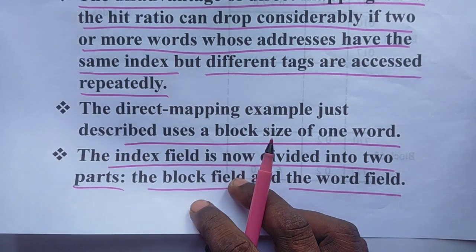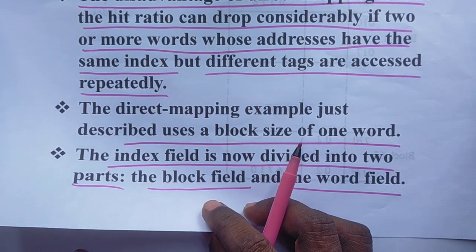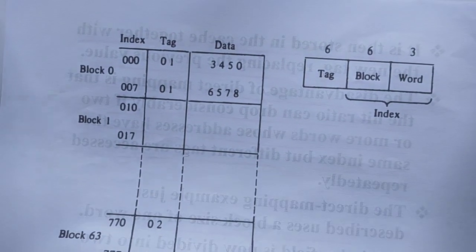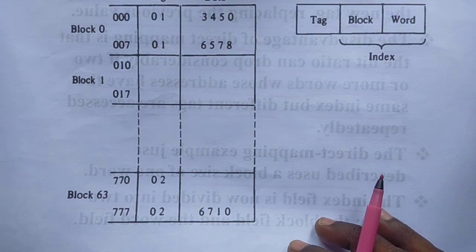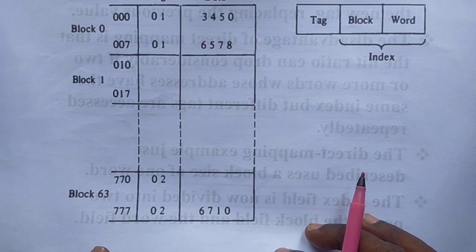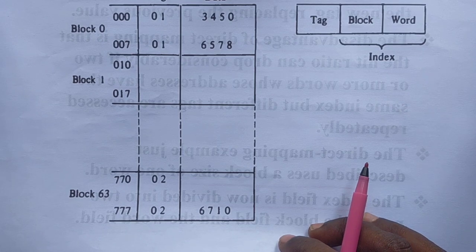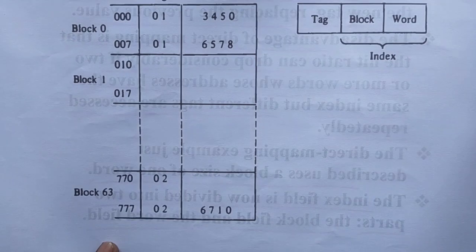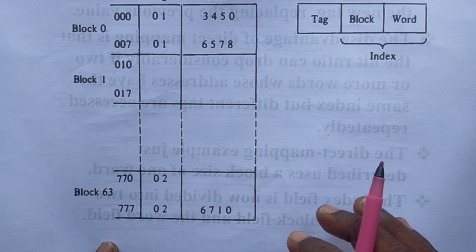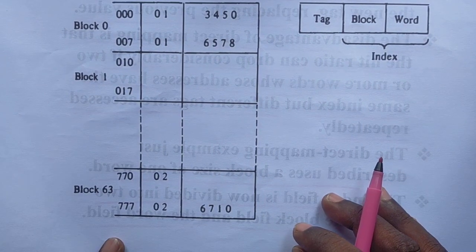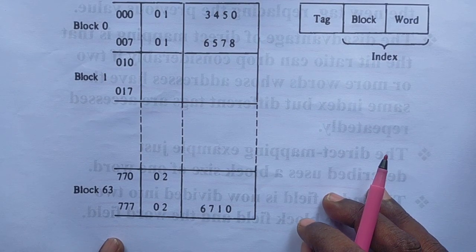Okay, the index field has two parts: one is a block field, another is a word field. Now we see how it is defined. We will see a very simple way we design that part. How the index bit, that is the word part, is defined: previously, the index and tag part we have already taken. After that the data is stored.